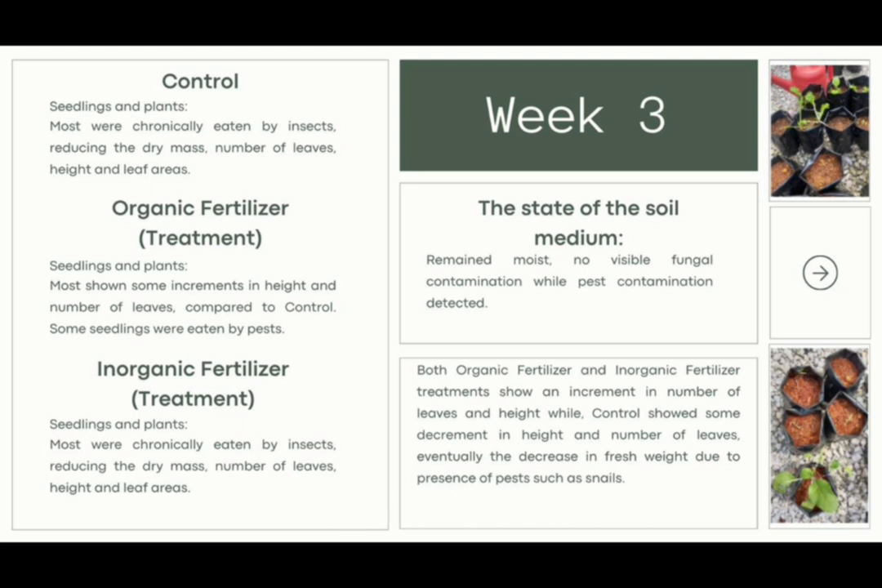So to summarize, both the inorganic and organic fertilizer treatments had shown an increment in height and the number of leaves, whereas the control plants had a reduction in the previously mentioned changes, with their fresh weight decreased due to the presence of pests, including snails.